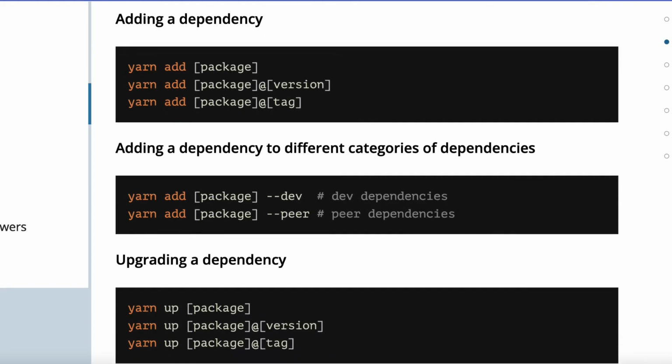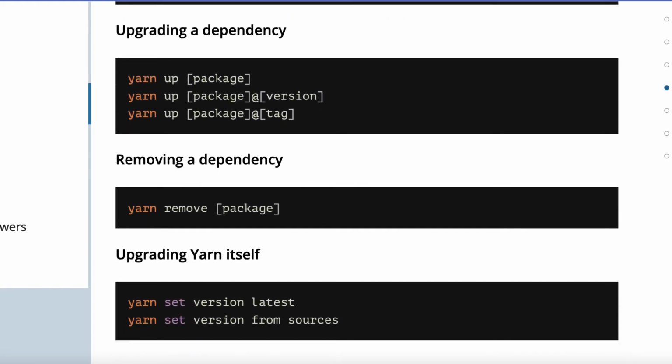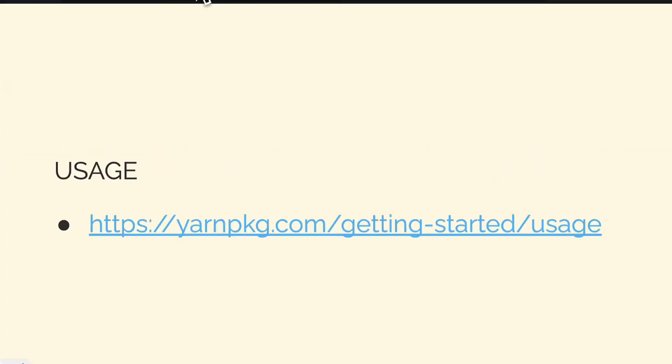You can add dependencies in different categories. You can upgrade and remove dependencies and upgrade Yarn. These are the most common commands, but of course, Yarn has many different commands available.